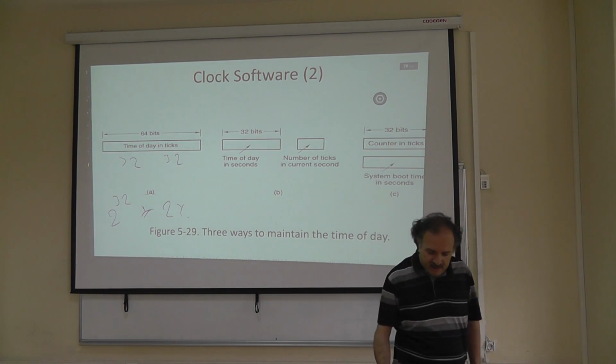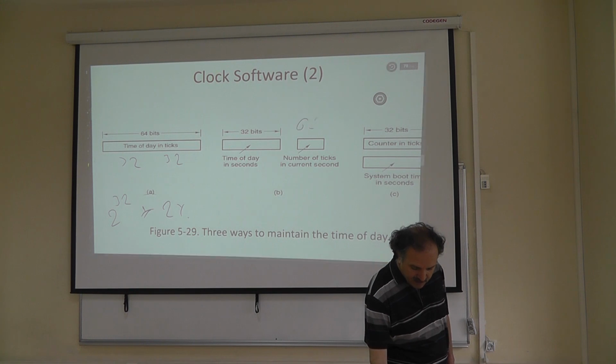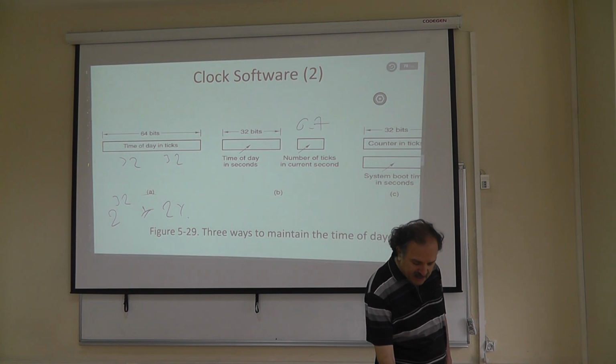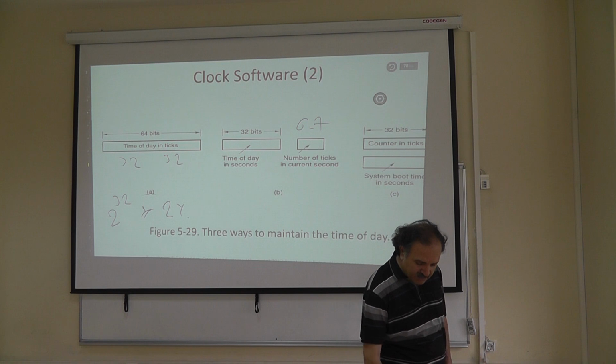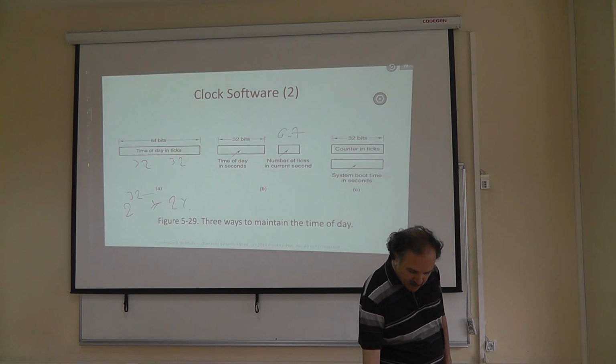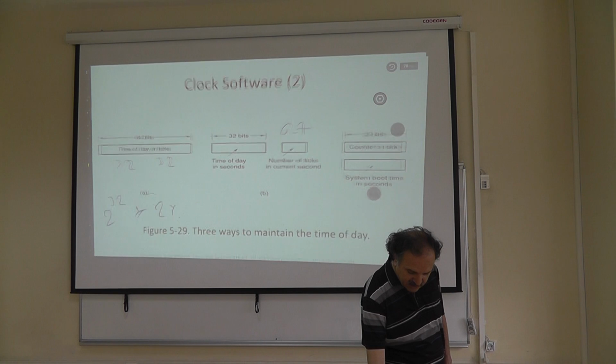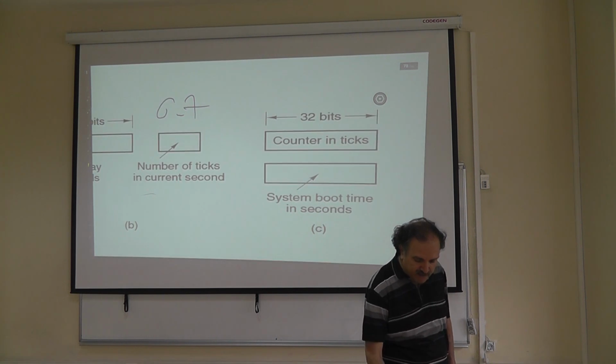7 bits may be enough. 6, 7 bits. Okay. So I have the second information from here, and sub-second information comes from this one. And another solution is this one.